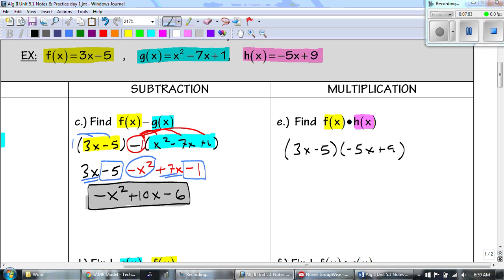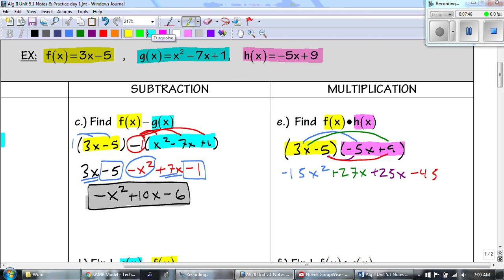And you can do this two different ways, okay? First off, I'll just show you that I copied everything down correctly. Now, we can either distribute or we can do box method. And I'm going to show you an example of each. First, I'll do distribution. 3x times negative 5x is a negative 15x squared. 3x times 9 is a positive 27x. Negative 5 times negative 5x is a positive 25x. And then I have negative 5 times 9, which is negative 45.